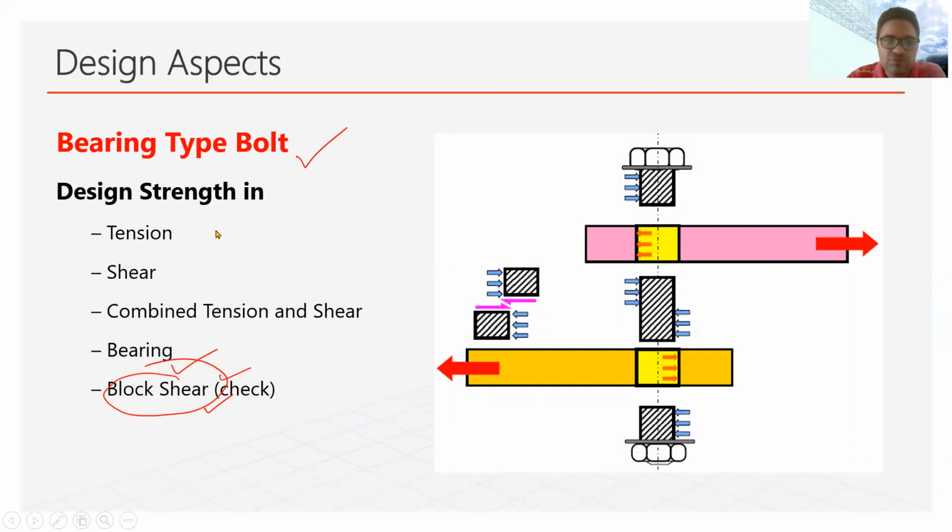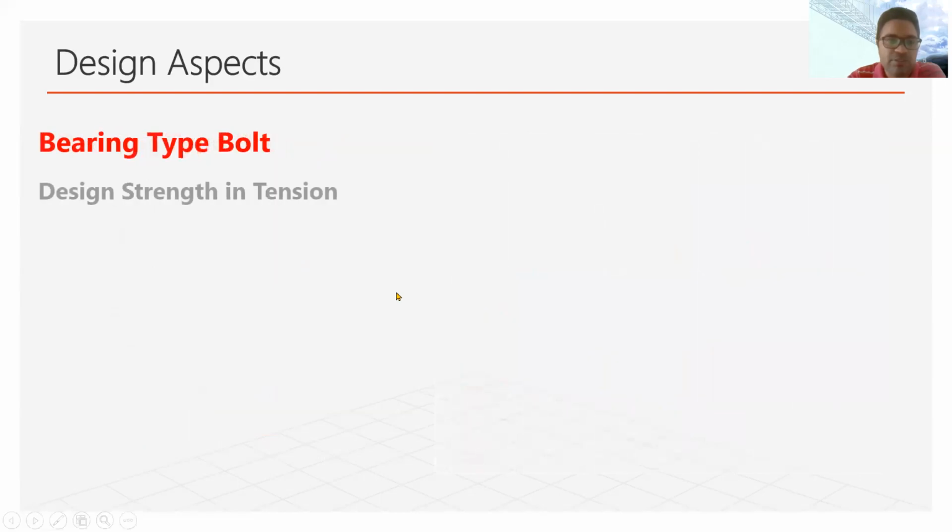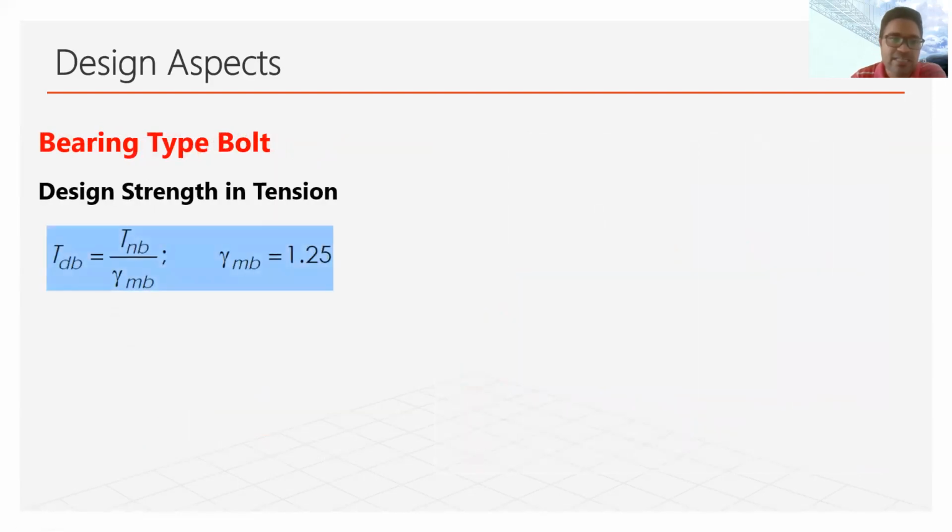So now, first of all, we will talk about the tensile strength of the bolt. How do we find out the tensile strength? The design tensile strength of the bolt is given by this formula, where TDB means design strength of the bolt in tension. Now TNB means the nominal tensile strength of the bolt, and gamma MB is the safety factor.